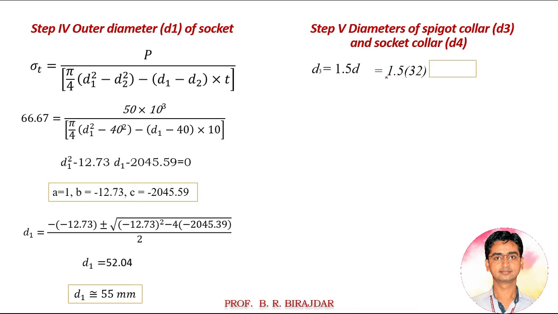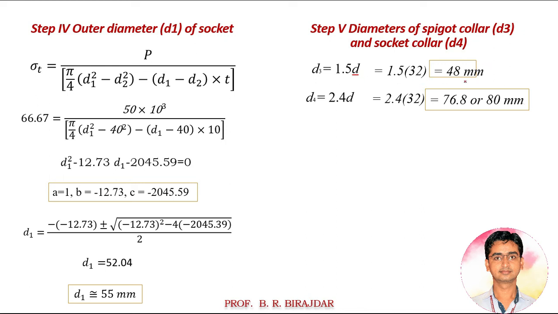So we will put this 1.5 into 32, that is the diameter of this shaft, and we get 48 mm. Similarly, we will find out D4. It is 2.4 times the diameter of the shaft, so we put 2.4 into 32, and we get 76.8, that is nearly equal to 80 mm.